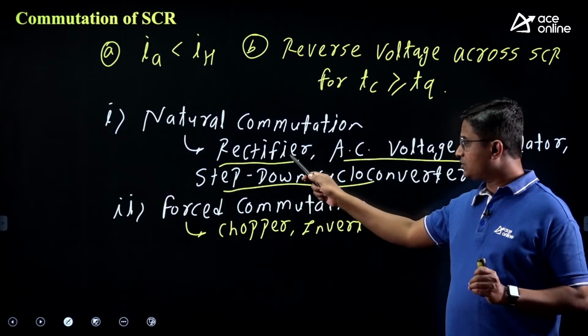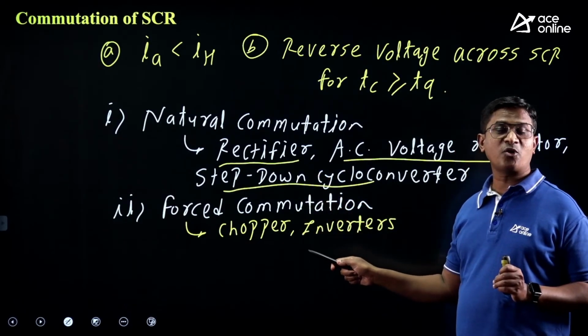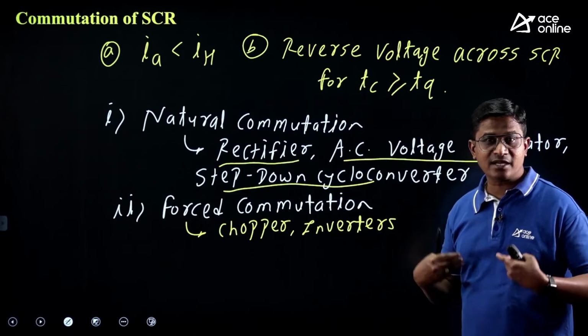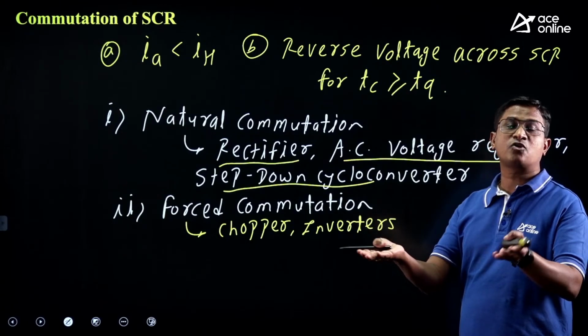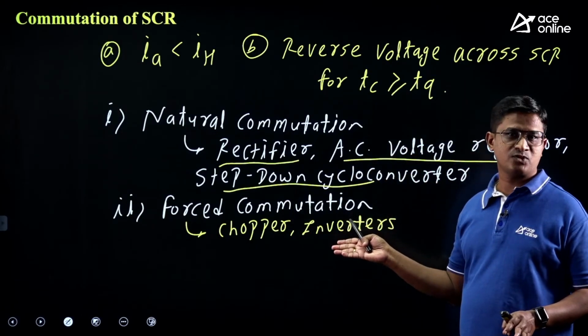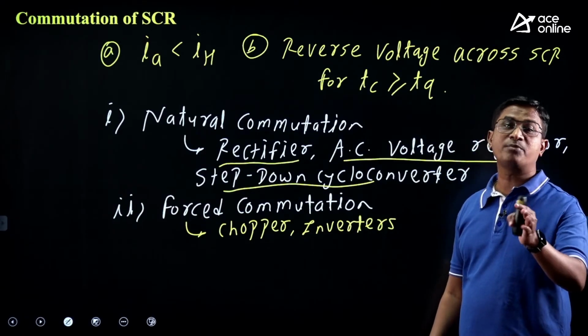If I want to use the SCR in choppers or inverters, then in order to turn off the SCR, I require additional circuitry. If I add the circuit, then what happens? The cost of your converter, that is chopper and inverter, will increase. So therefore, generally in choppers and inverters, SCRs are not preferred.